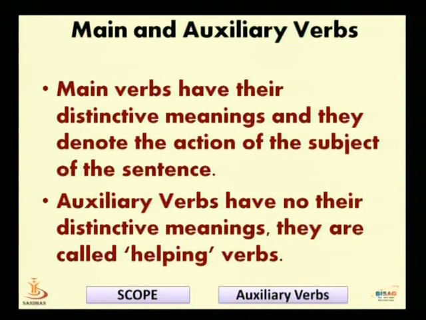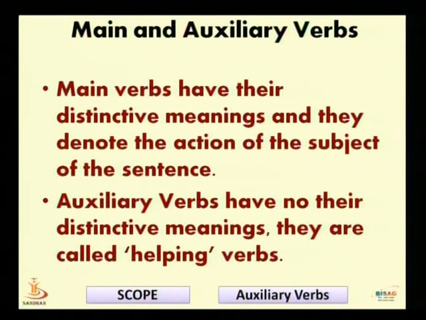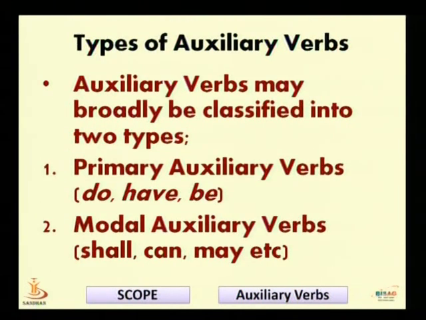As against these main verbs, you can see the clarification. I have explained what auxiliary verbs are in the next point: auxiliary verbs have no distinctive meanings. They are called helping verbs. That is very important. They are called helping verbs because they help the sentence construction in so many ways. So they have no specific meaning, but because of their function of helping the main verbs or the sentence construction, they are called helping verbs or auxiliary verbs. In the next slide, I would like to show some specific aspects of the auxiliary verbs.